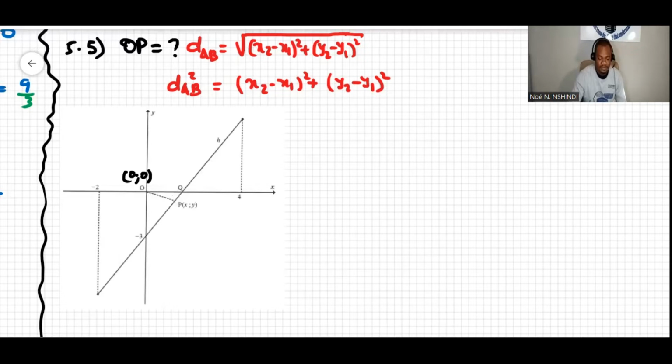P being a point on the line h means y has the value of 2x minus 3, since y equals 2x minus 3. So we can substitute the value of y by 2x minus 3. So the distance OP squared, I can just write OP squared.